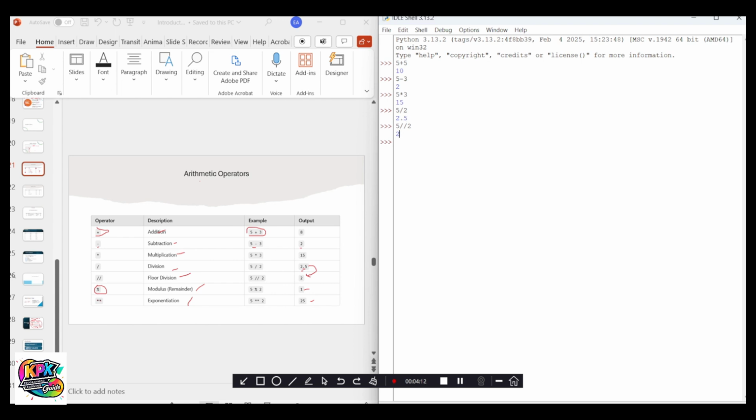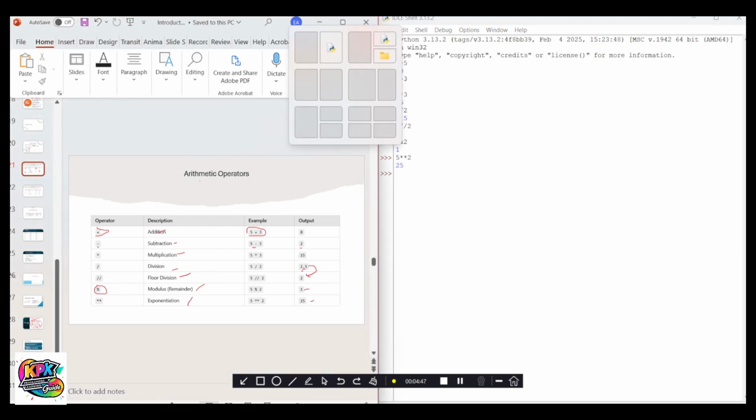Let's move on to the next, the modulo. So 5 percent 2 gives us 1, which is the remainder. And then we have the exponents. So 5 star star 2 is basically 5 raised to the power 2, which is 5 times 5. It gives us 25. So that is it for arithmetic operators. Let's look at a different type.